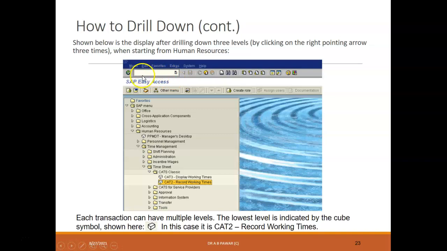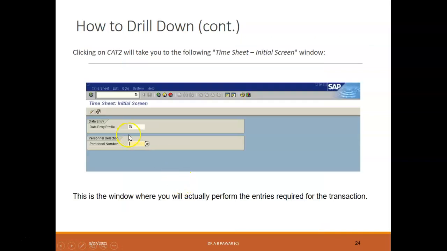This CAT2 you can enter in the command field. Obviously you have to put /n, then CAT2. Once you press enter, you will directly come to this sheet where you want to record the working time. So this is very clear. Once you choose it, you are able to see this timesheet initial screen, and it is asking you for the data entry profile and then the personnel number or employee ID.